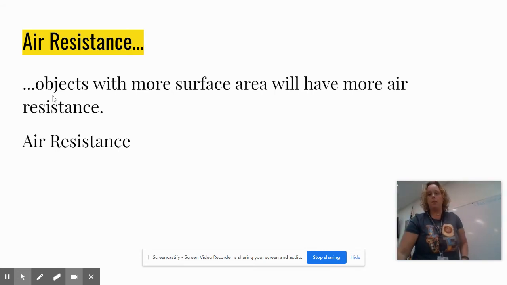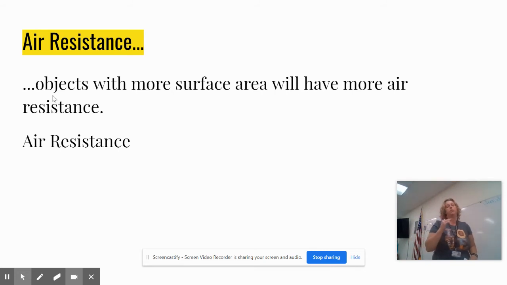Okay, we have a little experiment we're going to show you to demonstrate air resistance. Objects with more surface area will have more air resistance. So, two normal pieces of paper, one still perfectly flat, the other wadded up. Same exact pieces of paper, same type of paper. No difference in weight. The only difference is the surface area.